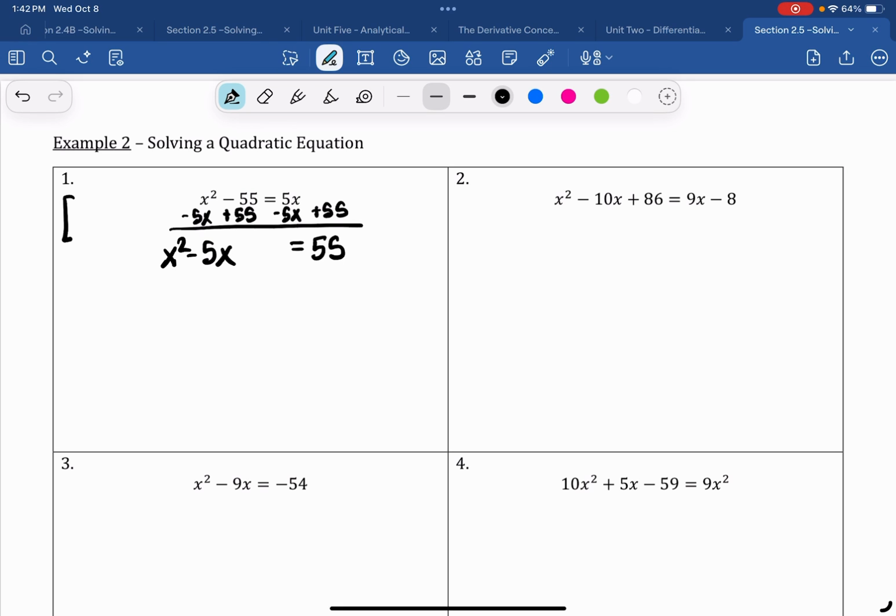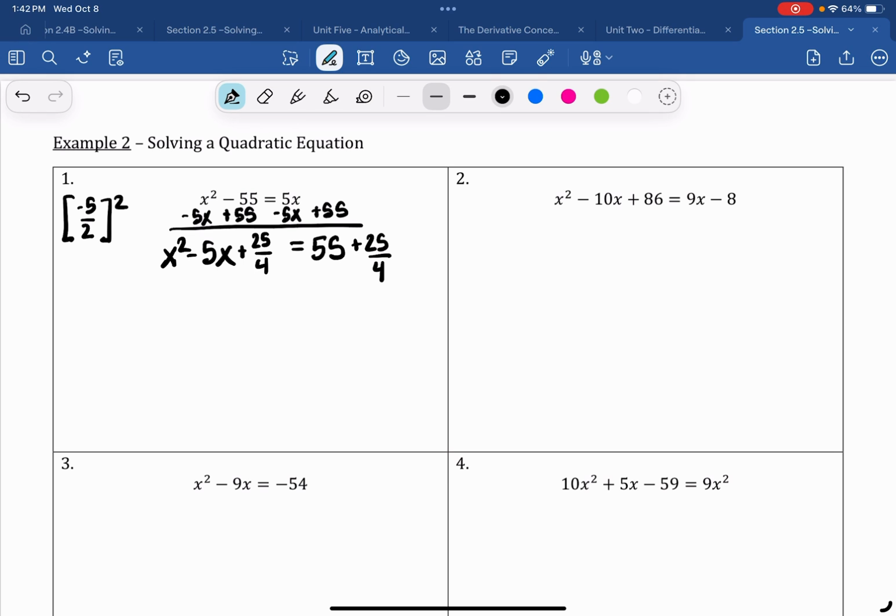Next, to complete the square, we're going to take half of our b term, so negative 5. We're going to divide that in half, and then we're going to square that. Negative 5 over 2 squared is going to make 25 over 4. So plus 25 over 4 to both sides. That will create a perfect square trinomial.